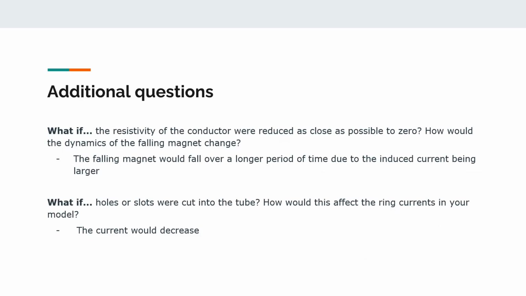For the additional questions, what if the resistivity of the conductor were reduced as close as possible to zero? How did the dynamics of the falling magnet change? I said that the falling magnet would fall over a longer period of time due to the induced current being larger. And what if there were holes or slots that were cut into the tube? How would this affect the ring currents in your model? And I said that the current would decrease.